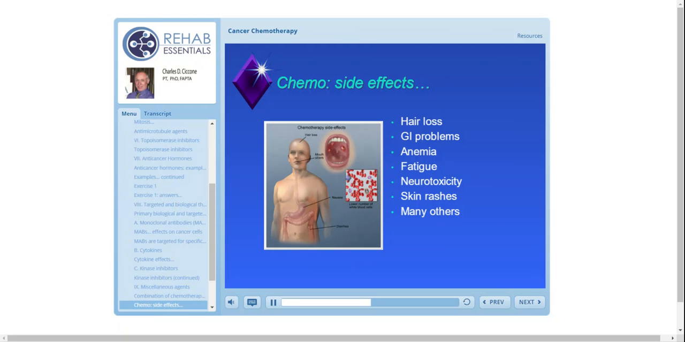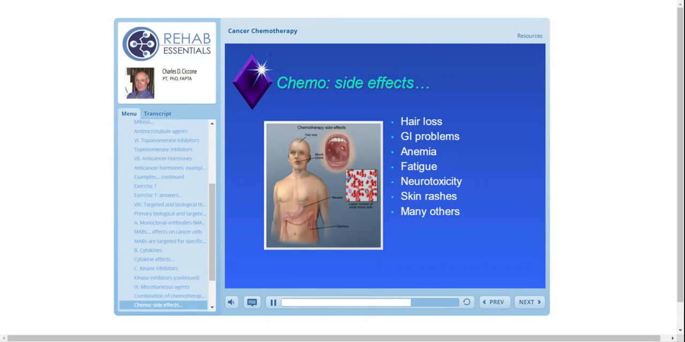These are very strong drugs. Several are given simultaneously, and there's no question why our patients often feel really sick when they're going through chemo. Hopefully this is getting better with some of the targeted therapies, but even the targeted drugs still come with a pretty profound list of side effects.